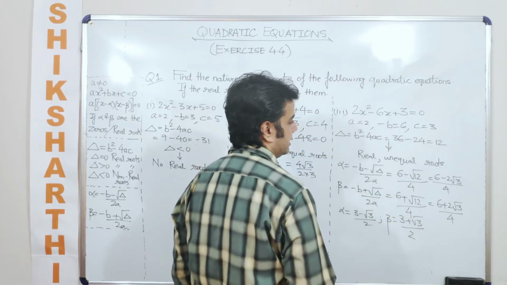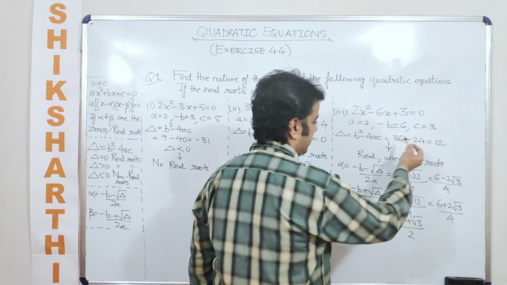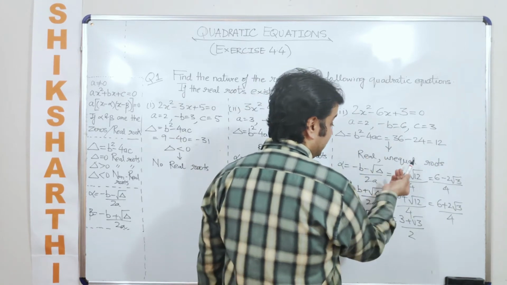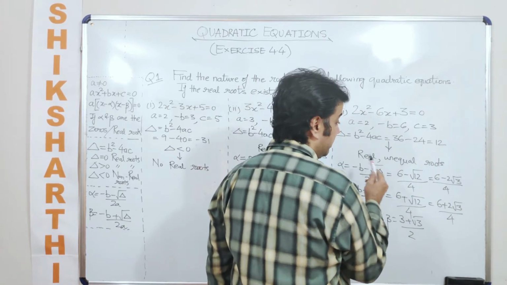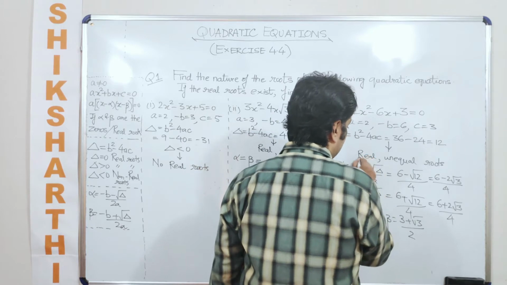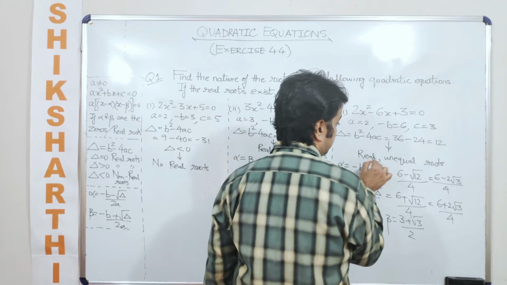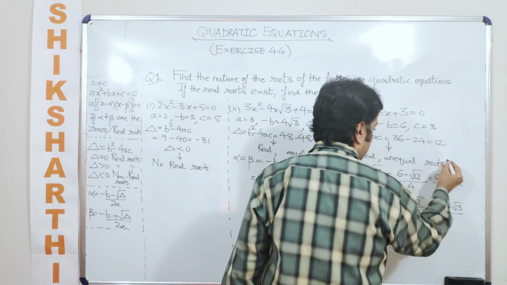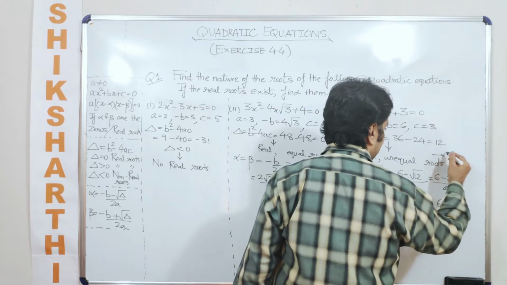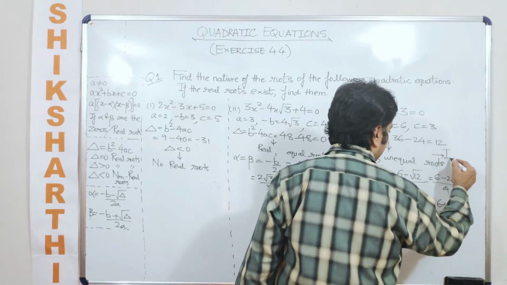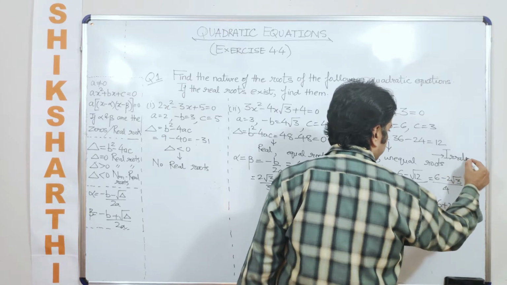So the point to be learnt here is, since delta is greater than 0 but not a perfect square, you are getting real roots, that is for sure, unequal roots, that is also for sure, but the roots, since delta is not a perfect square, will be irrational roots.